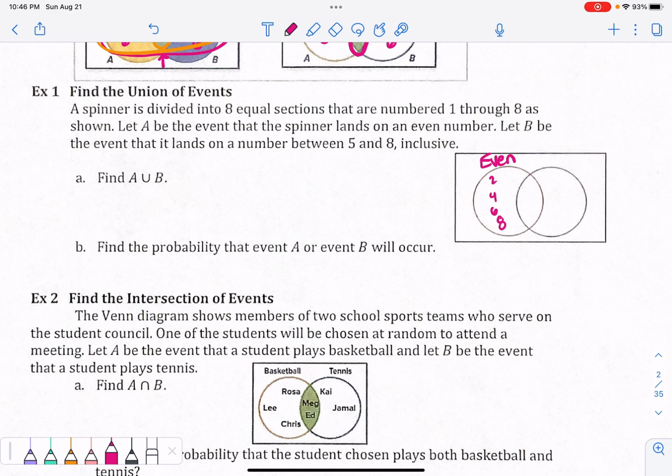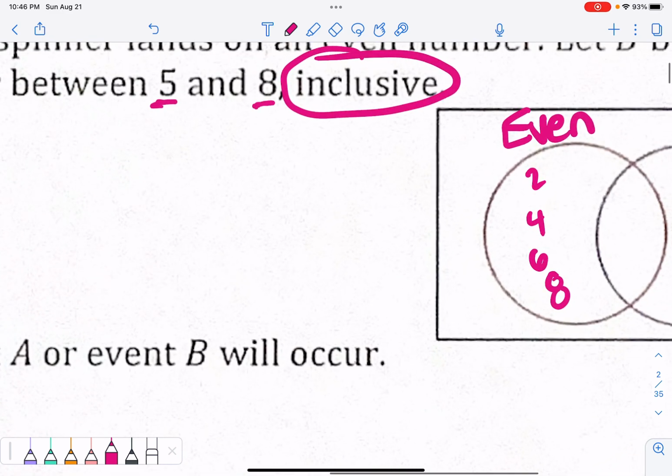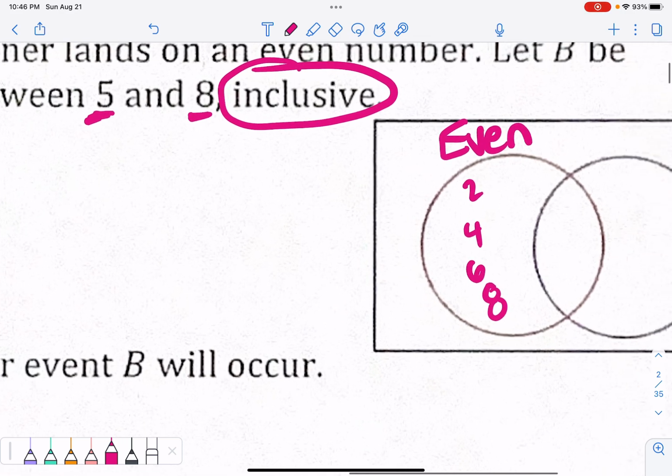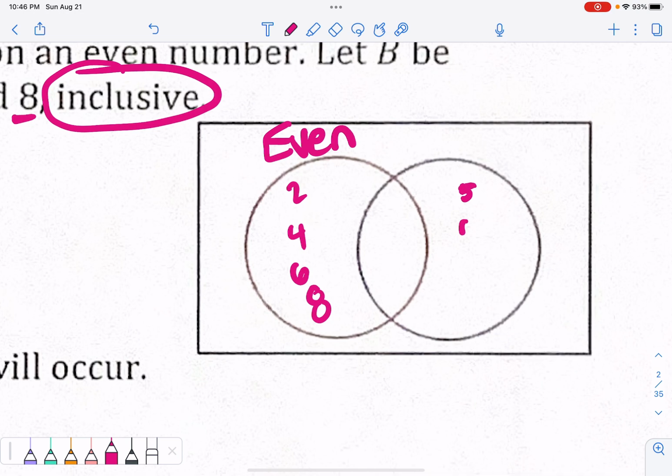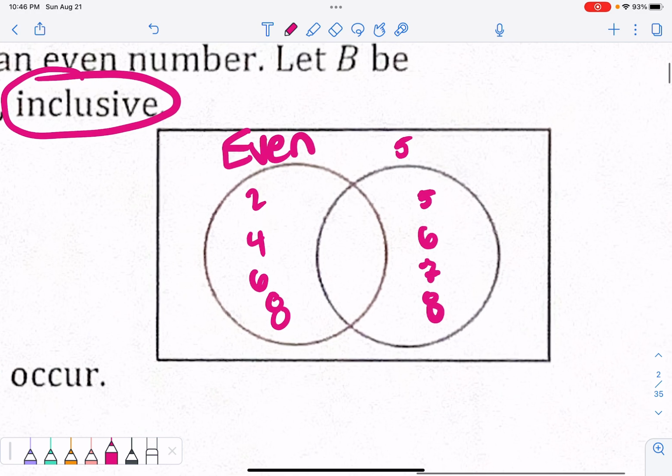Let event B be the event that it lands on a number between 5 and 8. And then they have this word which says inclusive, and that means including 5 and 8. So not just the numbers in between 5 and 8, which would only be 6 and 7, but they're saying including 5 and 8. Inclusive means 5 and 6 and 7 and 8. I'm going to write it like this: 5 is less than or equal to x, which is less than or equal to 8. That's how we say our numbers live between 5 and 8, including 5 and 8.